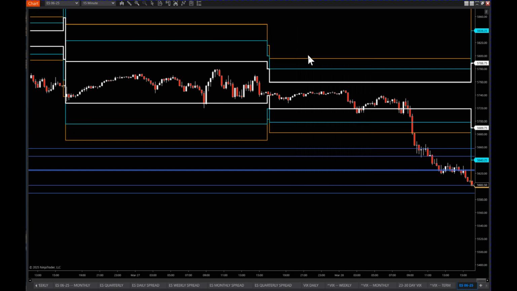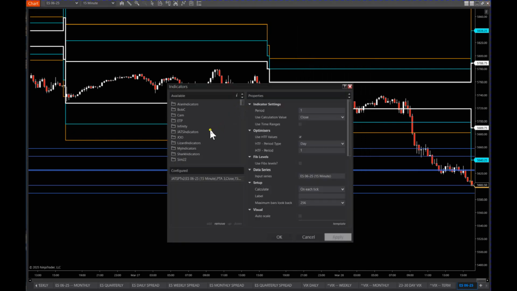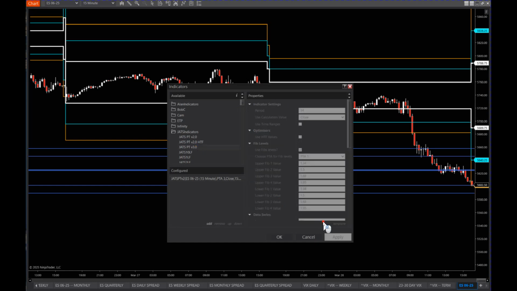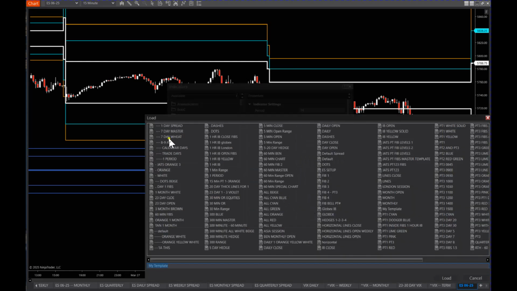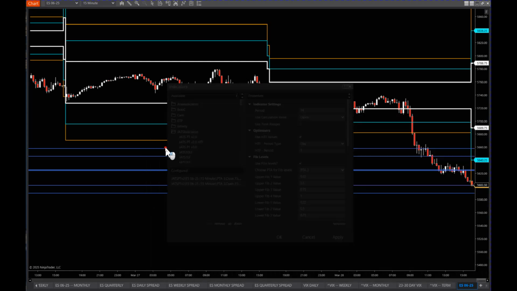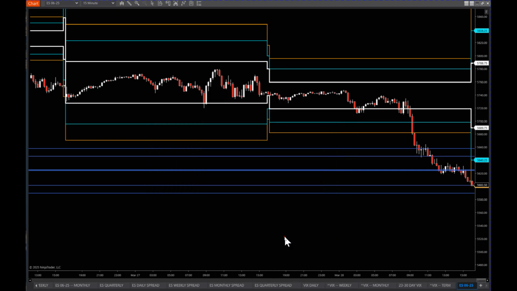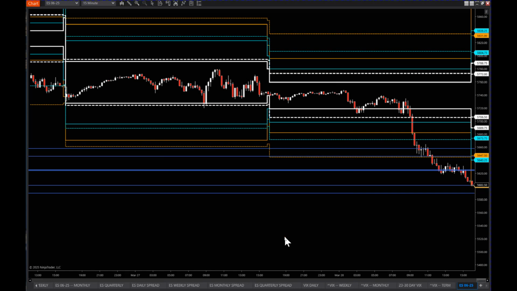So we will add our daily close, 14 period, Hvol. All right, and there's the 14 period Hvol. So you can see that the levels align quite well where price goes to on a day-to-day basis.